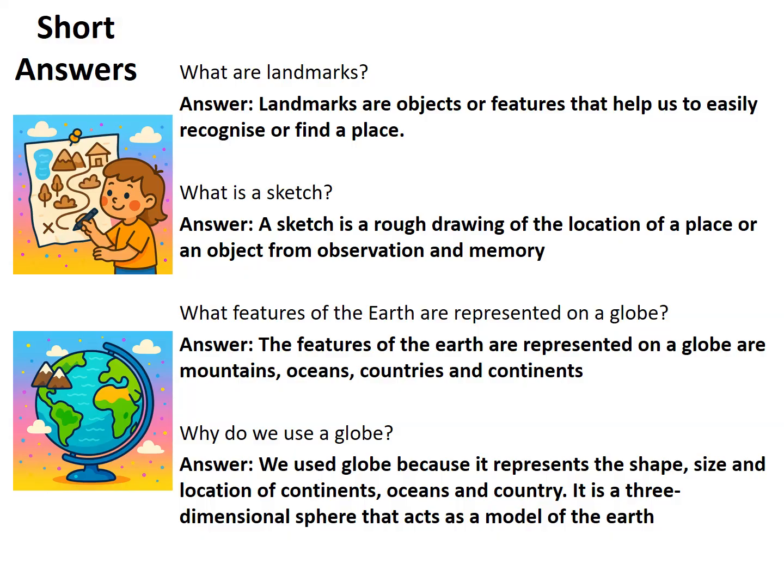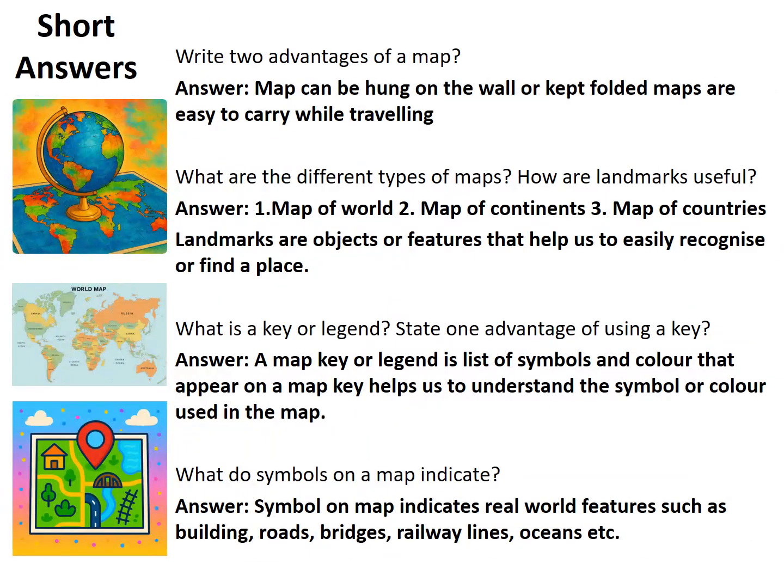Why do we use a globe? We use a globe because it represents the shape, size, and location of continents, oceans, and countries. It is a three-dimensional sphere that acts as a model of the Earth. Next set of short answers.